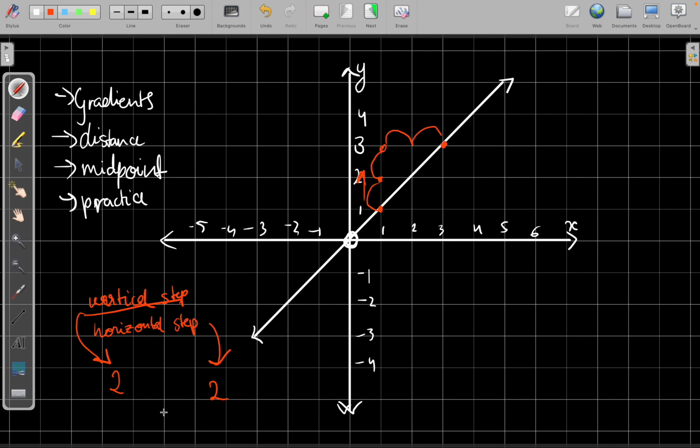So if we plug in the values, 2 over 2, we can simplify that to 1. The gradient is 2 over 2, which is 1. This is method 1.